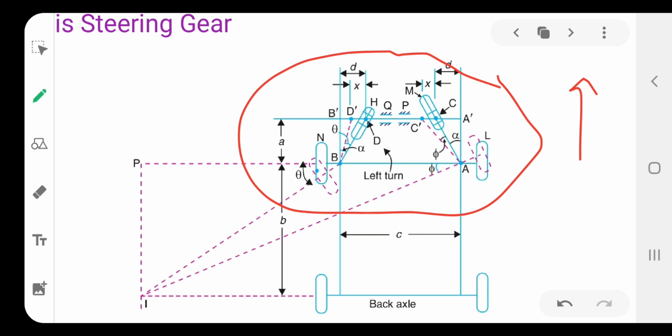This is the Davis steering gear mechanism. In detail, go through the book, where a particular derivation is also given to understand this mechanism smoothly.